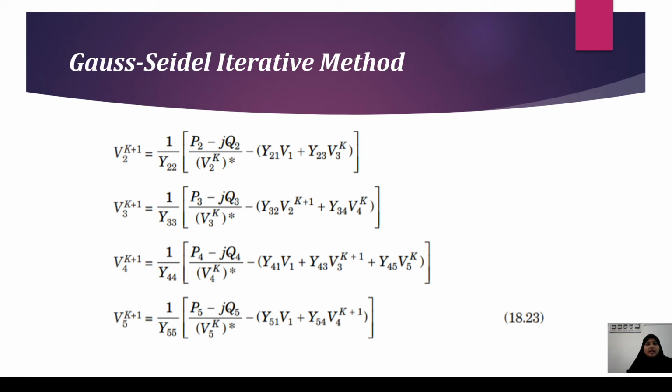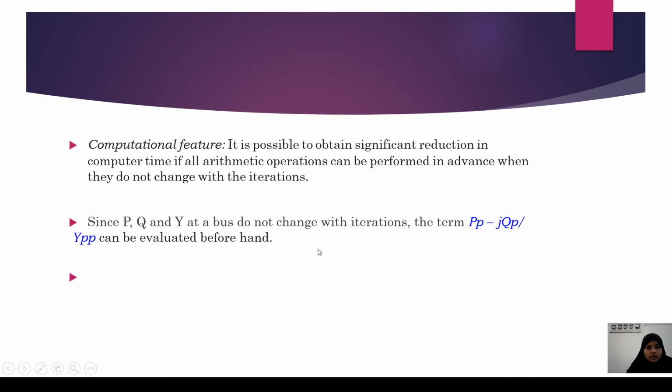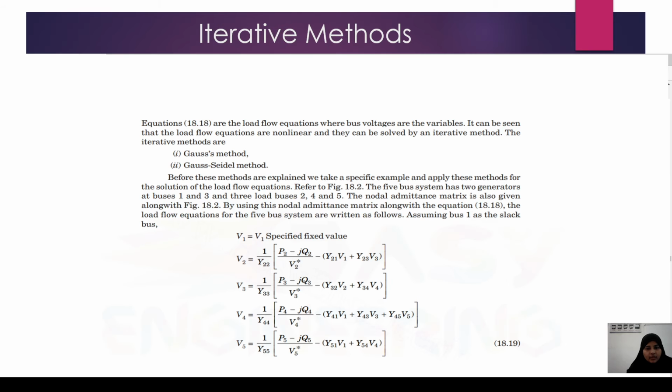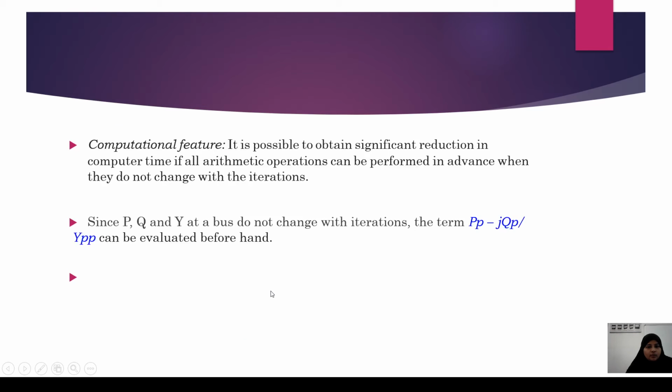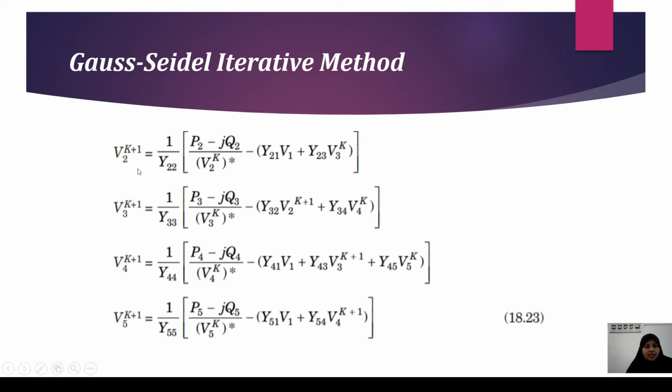Now we are going to start the Gauss-Seidel method. In this method, it will become V2^(k+1). Earlier it was just V2, V3, V4 and so on, that is 1 by Y22. Now it is equal to V2^(k+1) by Y22, (P2 minus jQ2) by V2^k conjugate minus this.